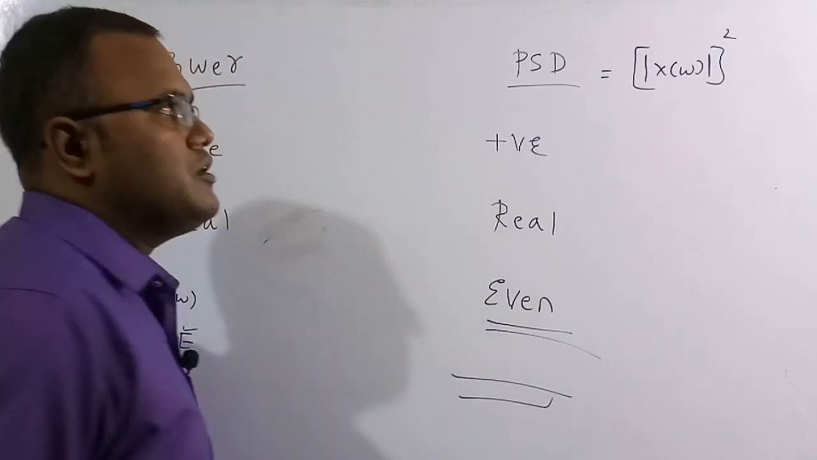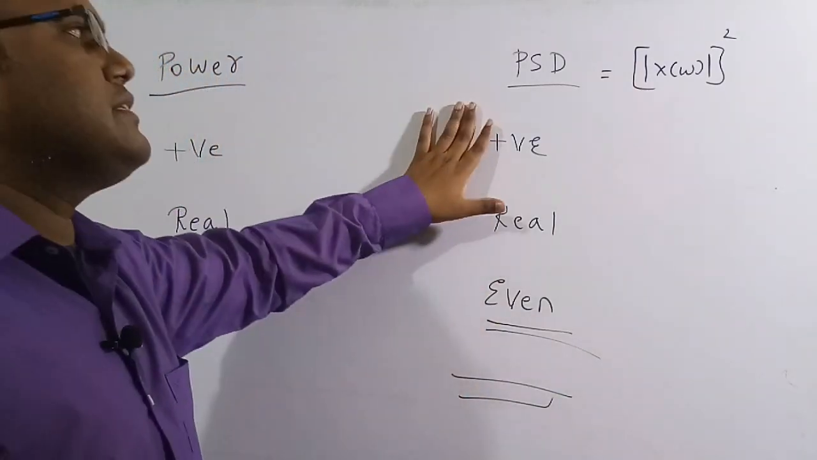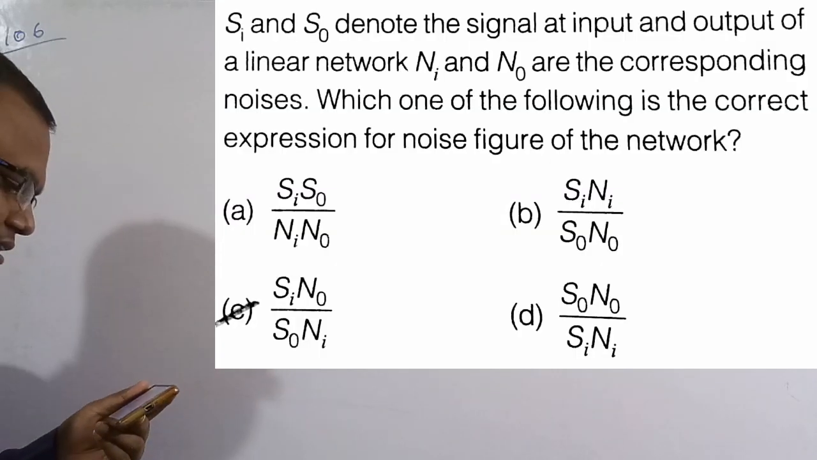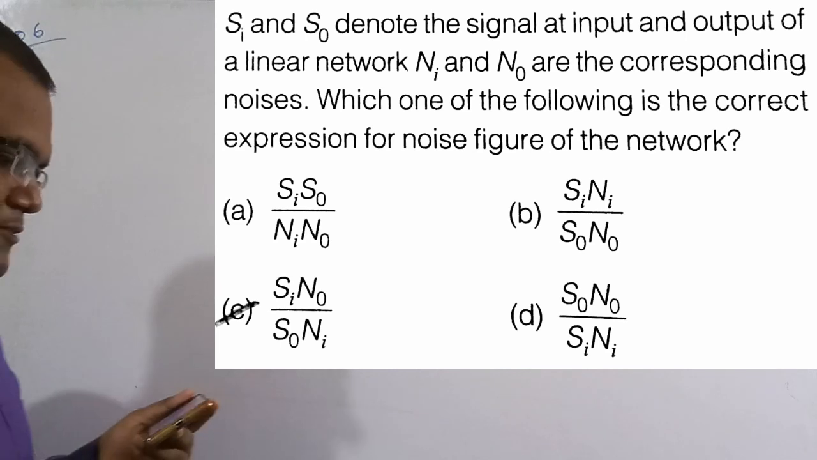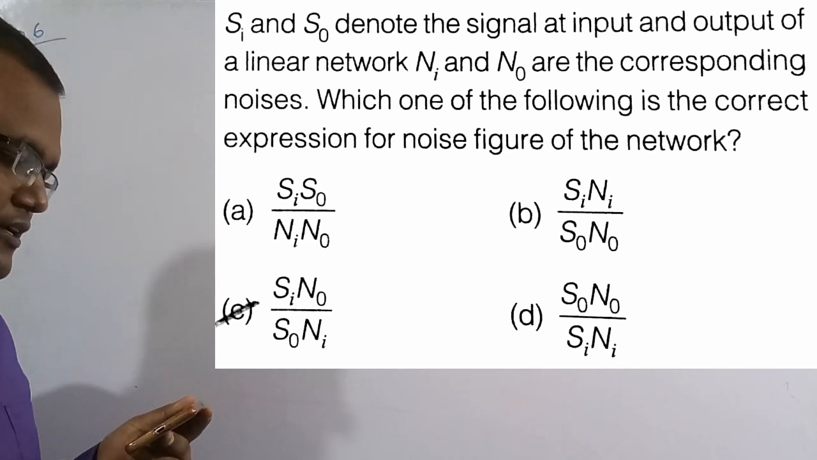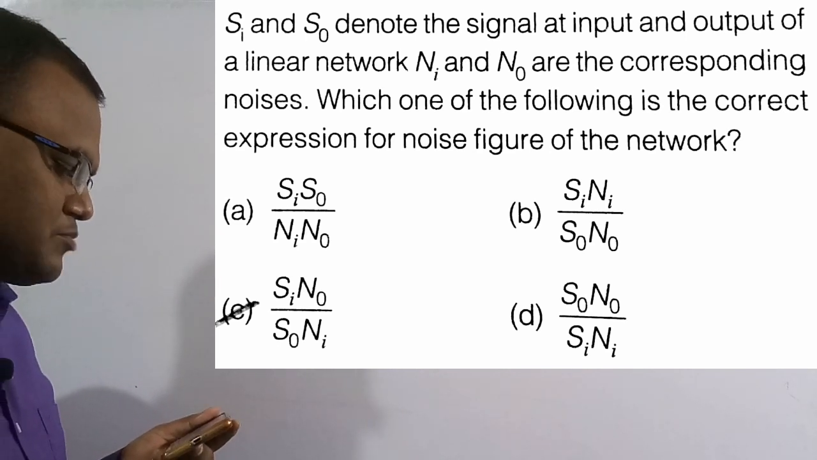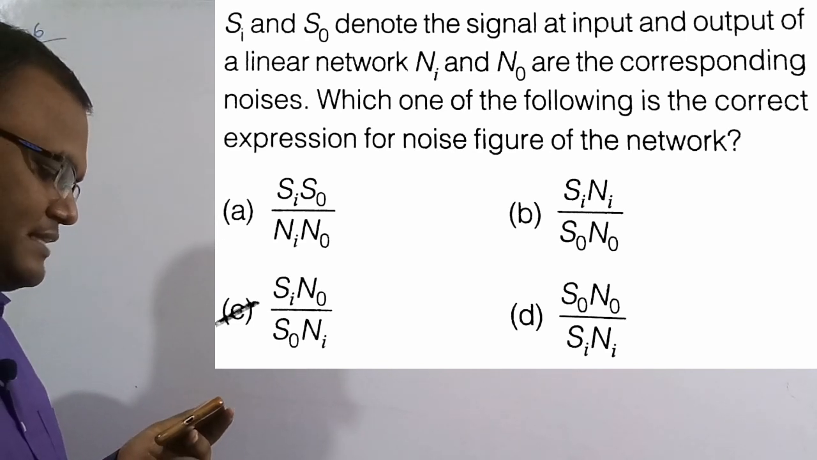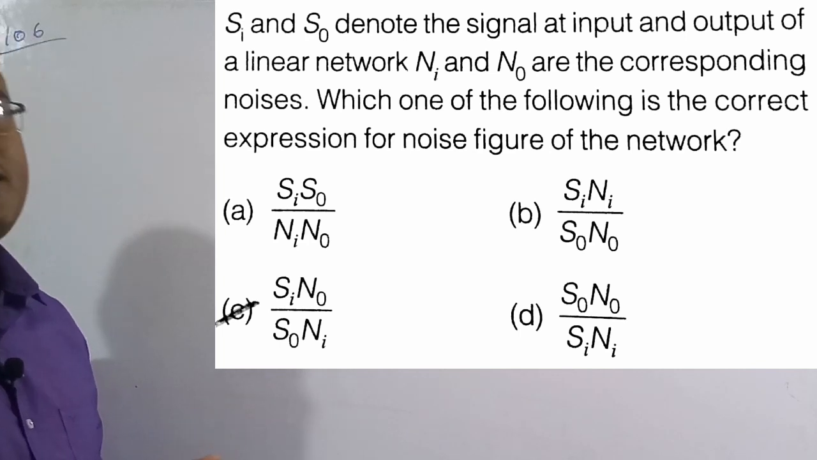And mod of X of omega whole square is called the power spectral density of the signal x of t. So now we are going to solve the 106th question. See the question here. SI and S0 denote the signal at the input and the output of a linear network, and NI and N0 are the corresponding noises at the input and the output. Which one of the following is the correct expression for the noise figure of the network?